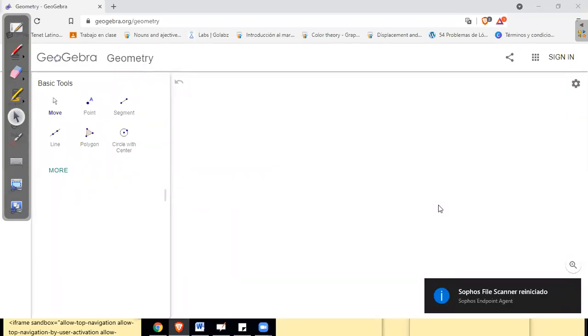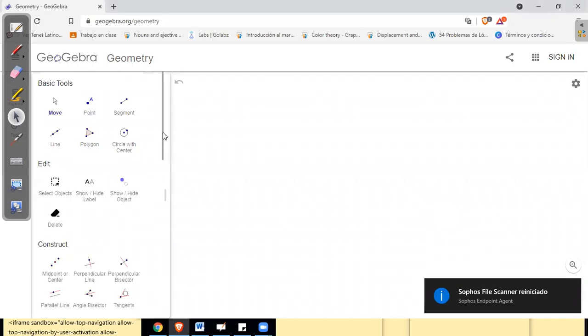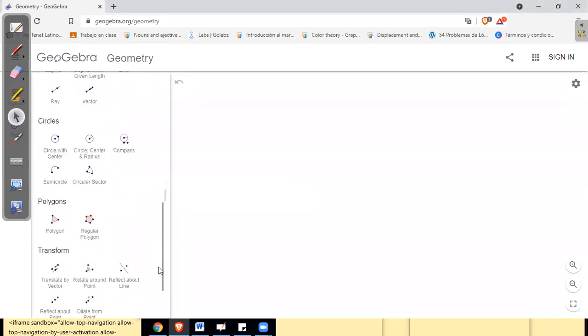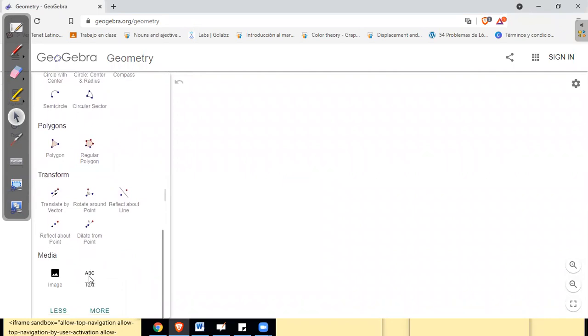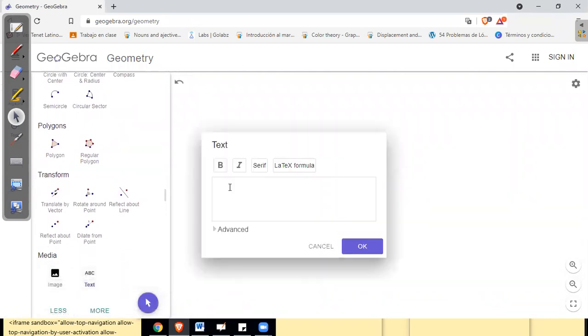Now we're going to work with the Pythagorean theorem. We're going to prove it. We're going to move to polygon, then move to media and text for writing the title of this. This is the Pythagorean theorem.